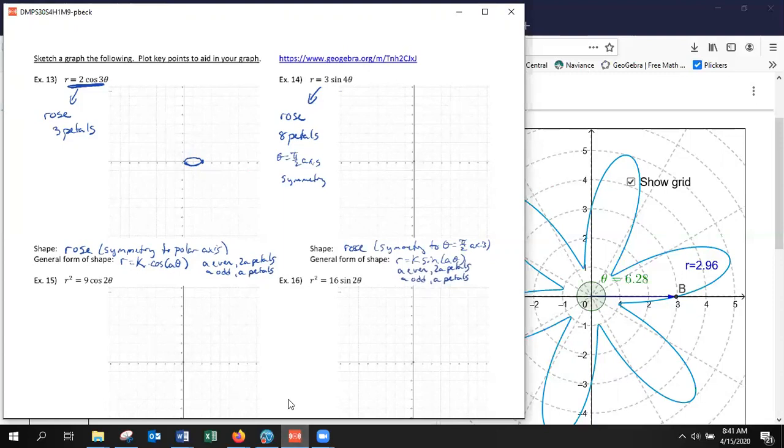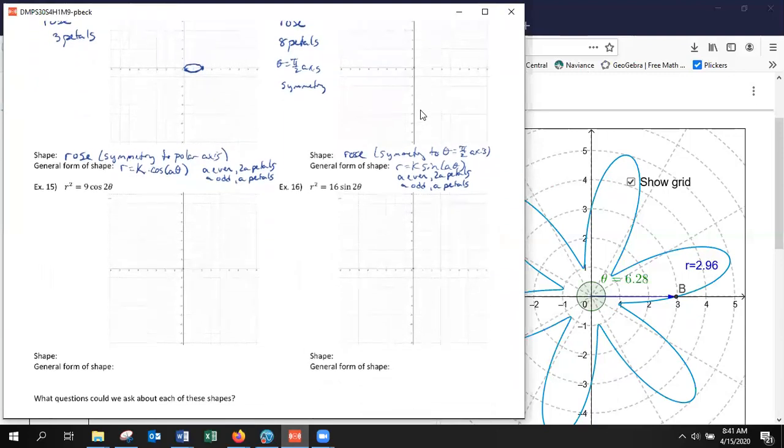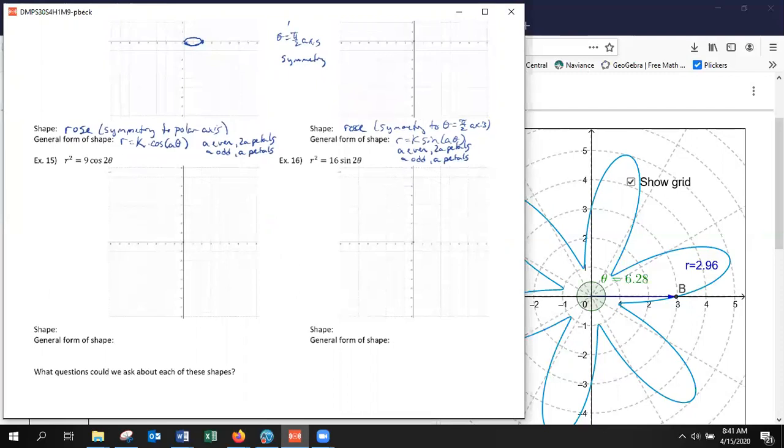Now, the last of the shapes, so we worked with cardioids, we worked with limacons with and without loops, we worked with roses. The last shape is called the lemniscate. So our lemniscate, L-E-M-N-I-S-C-A-T-E. The general form we now have is r squared equals a cosine. And for our lemniscate, we're just going to keep this as 2 theta. So r squared is a cosine 2 theta.